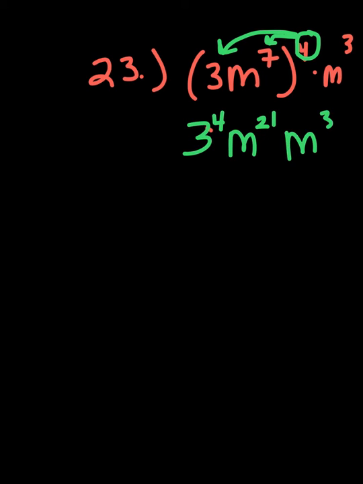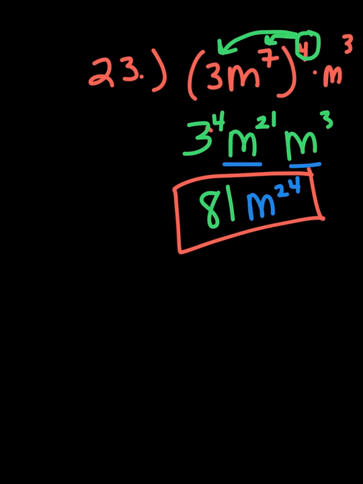From here, all I need to do is simplify both m's that are being multiplied. m to the 21st times m to the 3rd gives me m to the 24th. And then 3 to the 4th, we saw already, is 81. So my final answer is 81 m to the 24th.